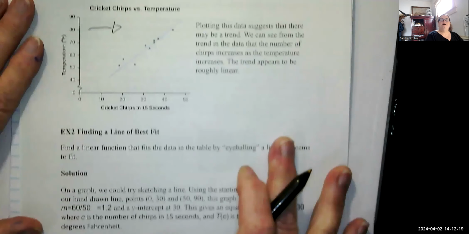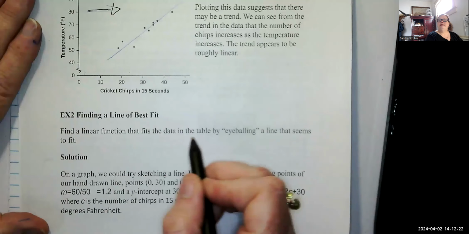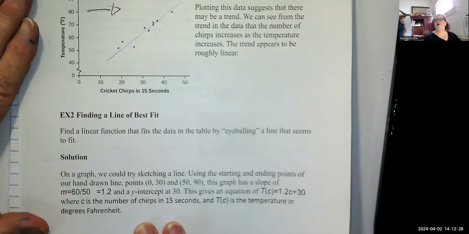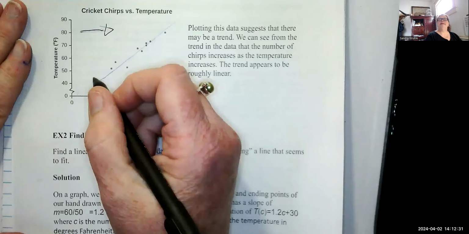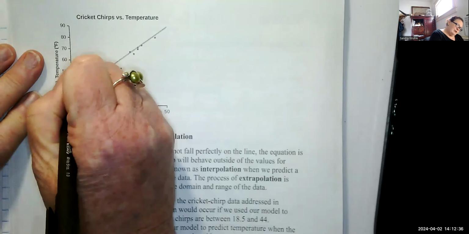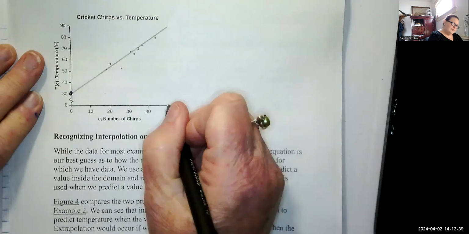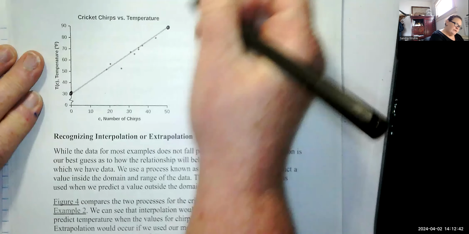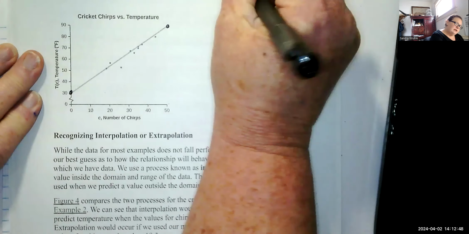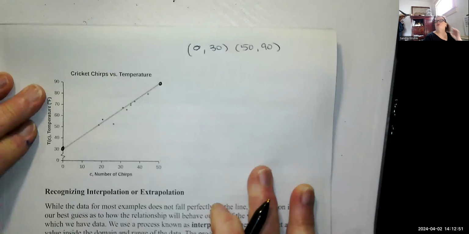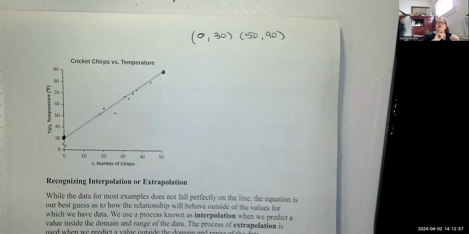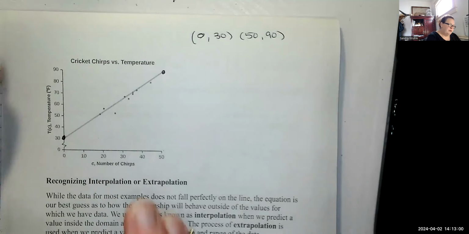All right. Find a linear function that fits the data in the table by eyeballing a line that seems to fit. I didn't do this because there's no way I could have gotten this. What they did instead was they created a better line than what I did, and this I can use, where we've got 0, 30, and 50 looks to be about on 90. So we've got 0 and 30 and 50 and 90. Those would be our two ordered pairs given if we just eyeballed and drew a line for this. All right. So not my eyeballs, apparently.